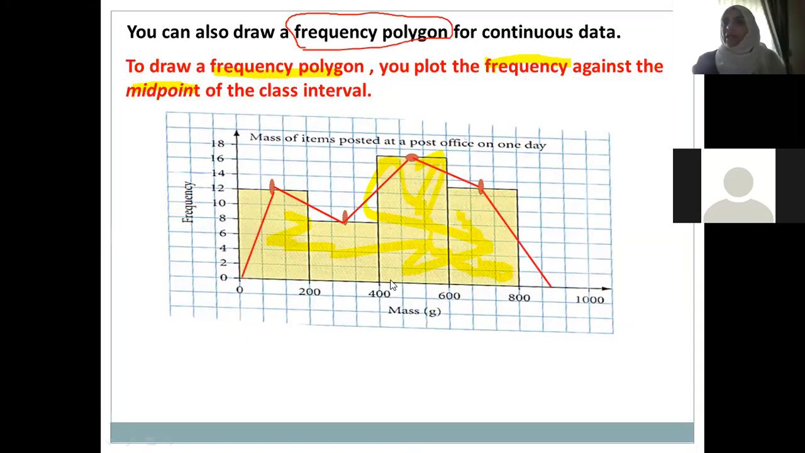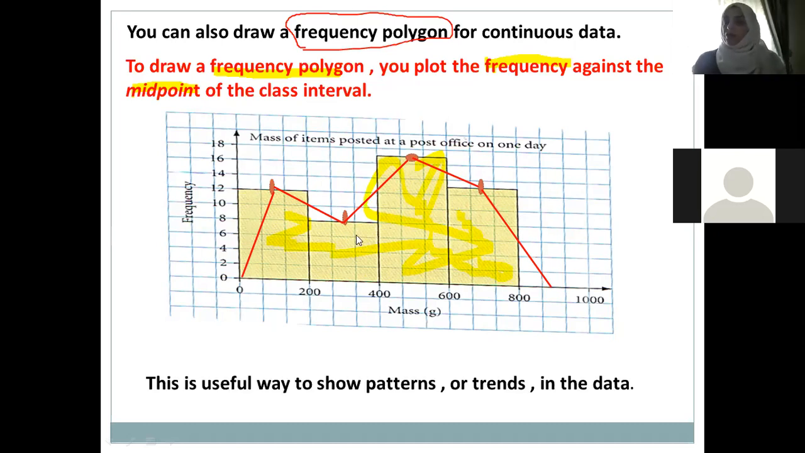Teacher, what does frequency polygon mean? This is the polygon. A polygon is a closed 2D shape, right? We talked about polygons before. A polygon is a closed 2D shape. So this area under the red lines that we drew, this is what we call a frequency polygon.